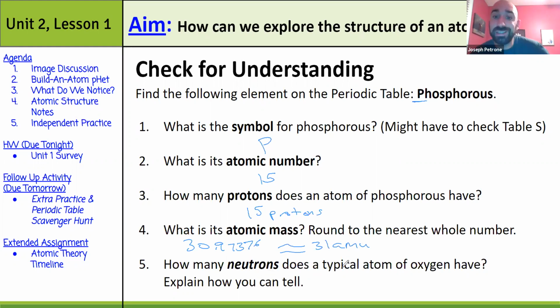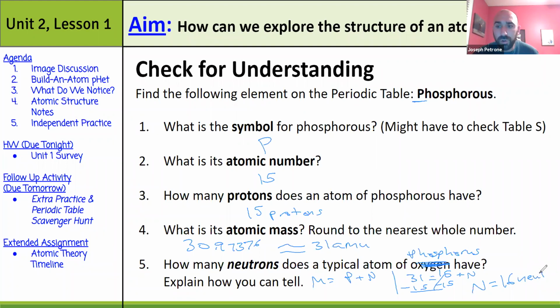Now, how many neutrons does a typical atom of, this should be phosphorus, not oxygen, phosphorus have? And explain how we can tell. So we're going to use our little equation, and this can essentially be our explanation. So mass equals protons plus neutrons. The mass that we had was 31, which equals protons, 15, plus N. We subtract 15 from both sides, like you would in math class. And you get that N, the number of neutrons, equals 16 neutrons.